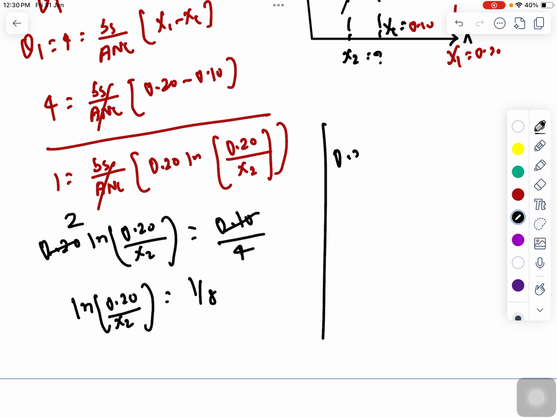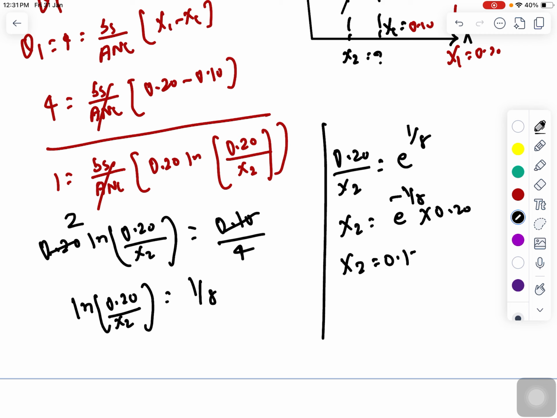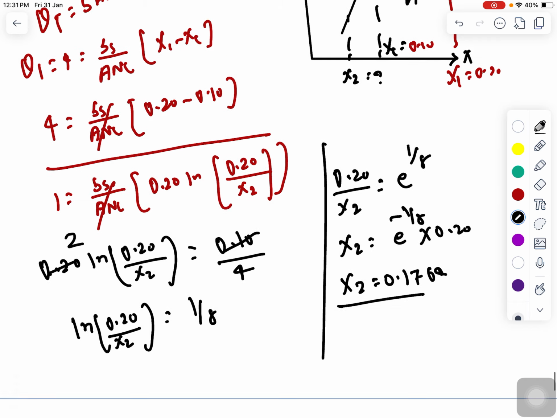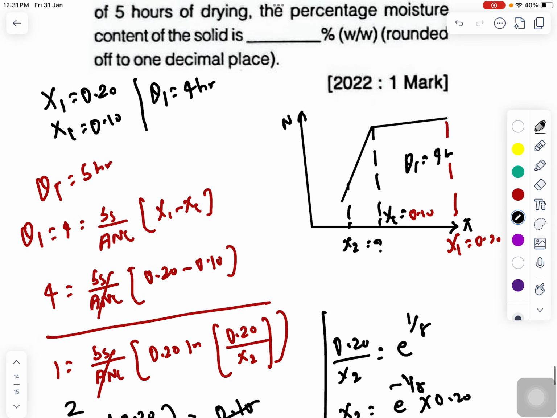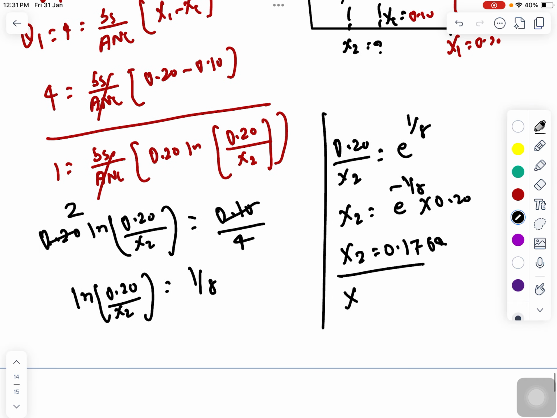From here you can get 0.10 divided by X2 equals e to the power 1 by 8. So X2 will be equal to e to the power minus 1 by 8 multiplied by 0.20. So let's try to calculate here. Finally, the value of X2 you will get is 0.1764. This is the final moisture content and you are supposed to calculate it in percentage. So you can write X2 will be equal to 17.64% only. Is that clear?